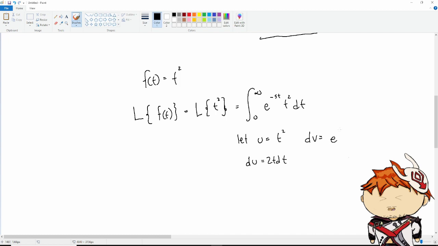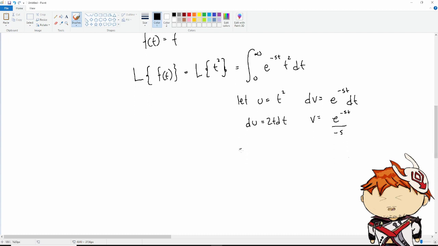dv is equal to e to the negative st dt, then v is e to the negative st over negative s. That's our v. We're using integration by parts. Remember everyone, integration by parts is the integral of u dv is equal to uv minus the integral of v du. That starts with the product rule.